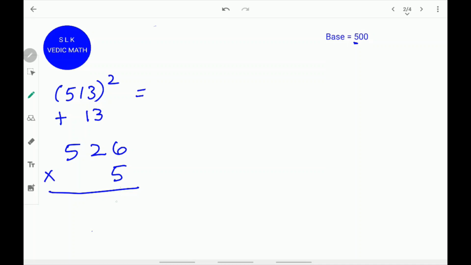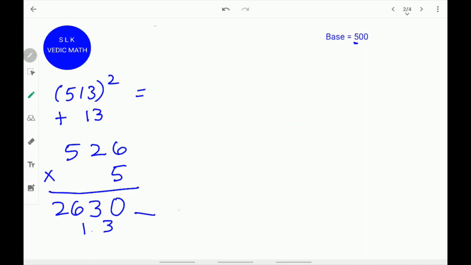6 times 5 is 30. Write down the 0 and carry the 3. 2 times 5 is 10. 10 plus carry 3 is 13. Write down the 3 and carry the 1. 5 times 5 is 25. 25 plus the carry 1 is 26. So, write down the 26. So, 526 times 5 is 2630.